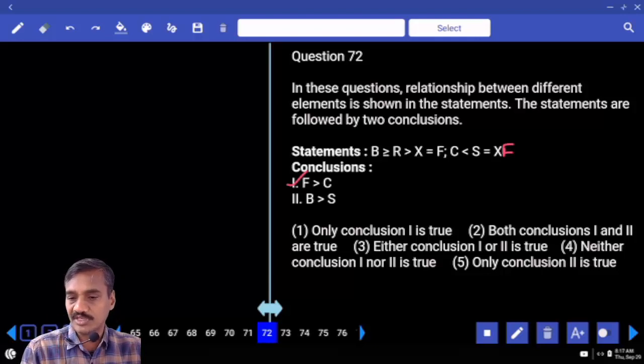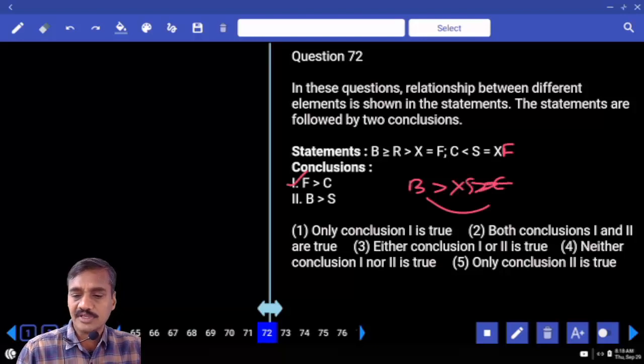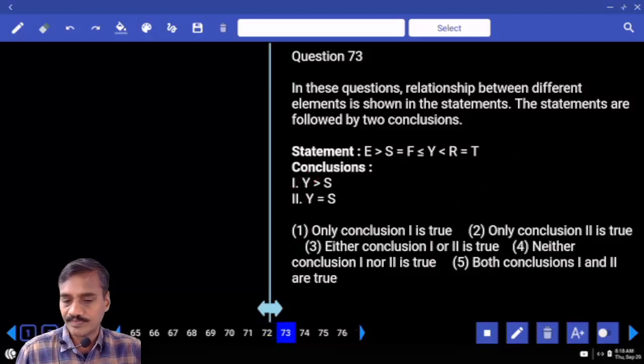Now between these two, B greater than X, C lesser than X means X greater than C. Hence B greater than X, and X equals S. Hence B greater than S is definitely true. Hence what is your answer? Both, choice 2, question number 72.